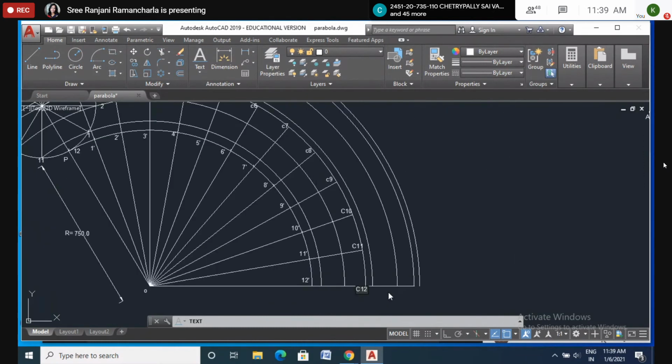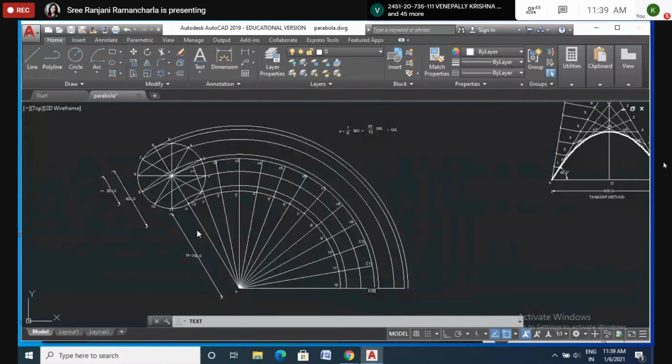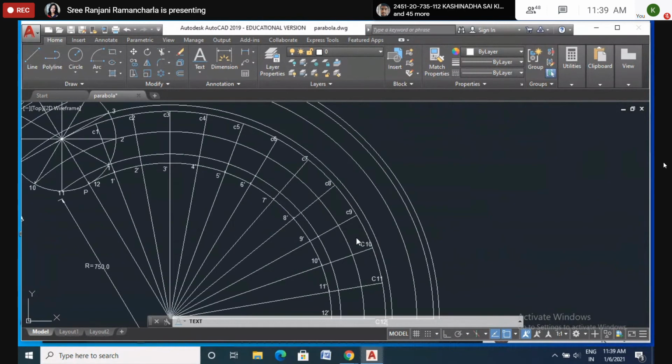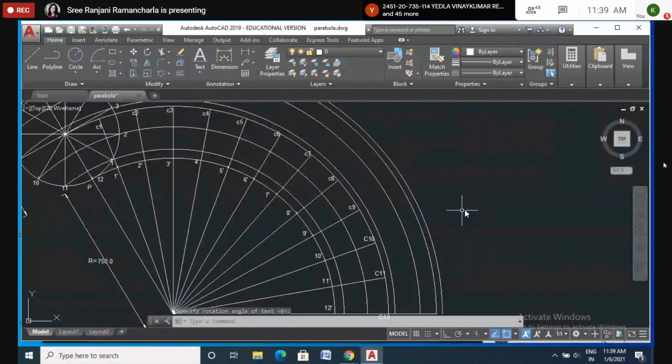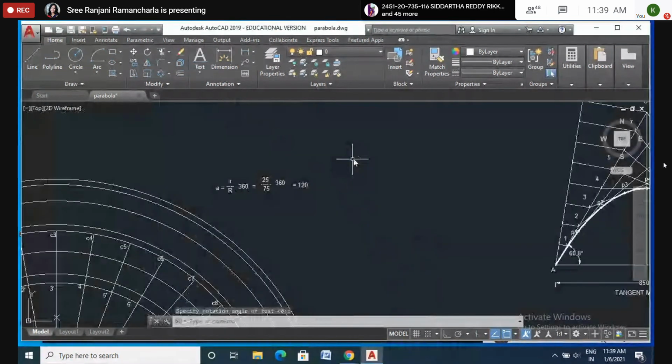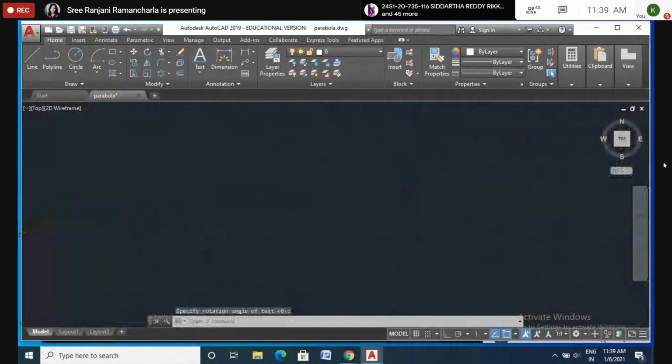Is there anything to write? Okay, let it be. Now, is it clear to all of you? Same as what we have done in the cycloid, the same thing we are doing here also.